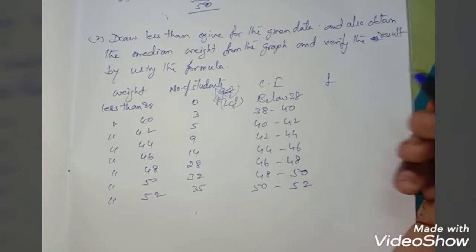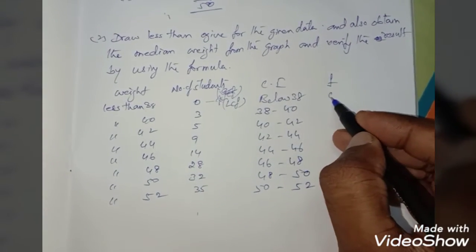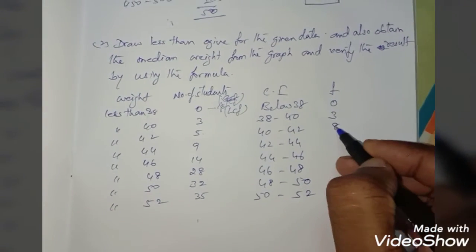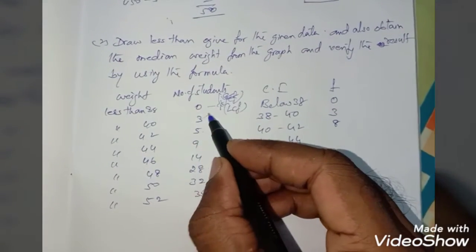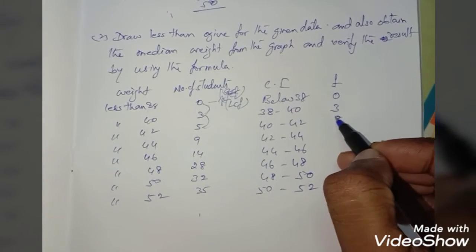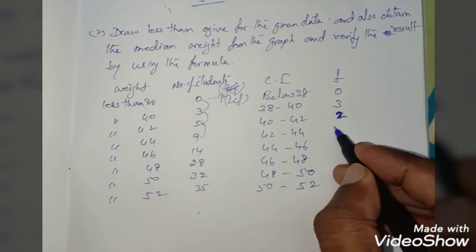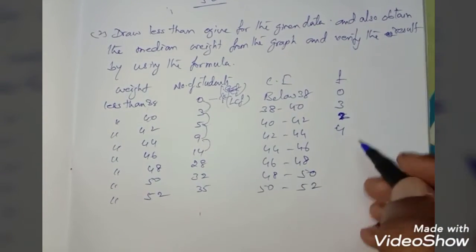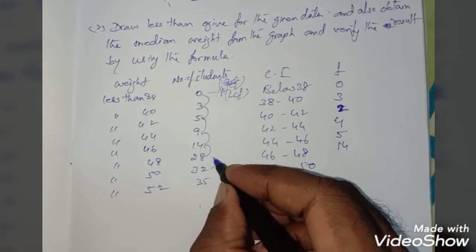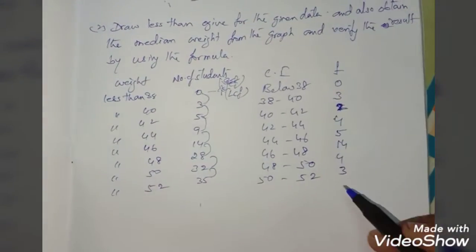Next, find the frequency. We already know that the first value stays the same, that is 0. Then 0 plus 3 is 3, 3 plus 5 is 8. Now we subtract for the frequency: 3 minus 0 is 3, 5 minus 3 is 2, 9 minus 5 is 4, 14 minus 9 is 5, 28 minus 14 is 14, 32 minus 28 is 4, and 35 minus 32 is 3. So like this we got the frequency.